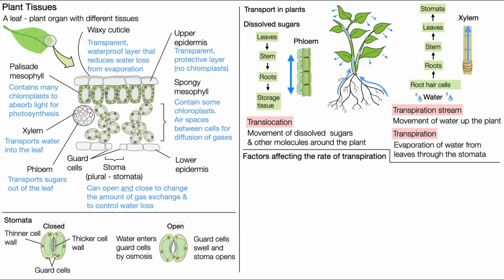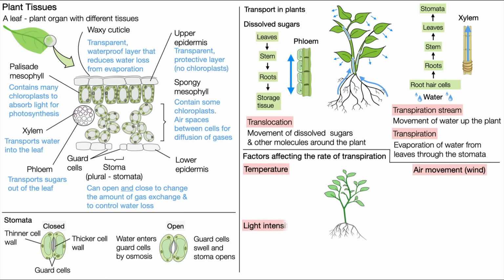There are different factors that can affect the rate of transpiration. Temperature, air movements, by air movement we mean wind, light intensity, and humidity. I'm going to use an upward arrow for the word higher or more, and a downward arrow for lower and less. So a higher temperature means a high rate of transpiration. This is because water particles have more kinetic energy when they're at a higher temperature, and so they are more likely to escape, and therefore the water evaporates more rapidly.